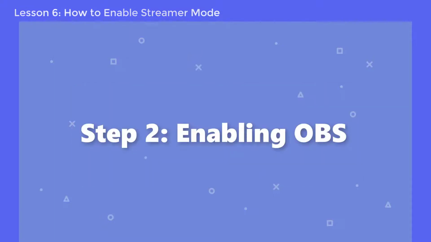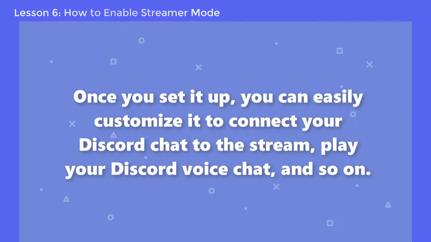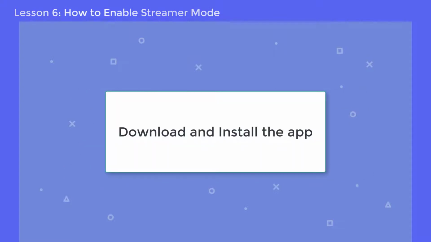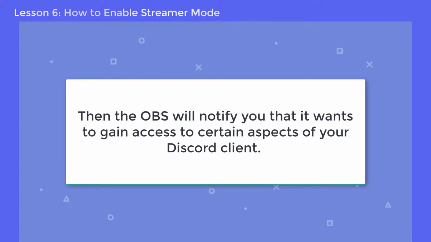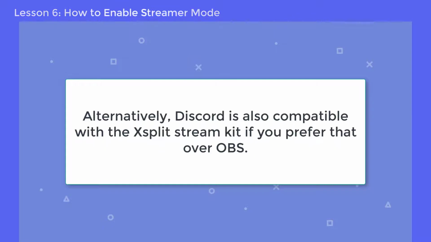Step 2. Enabling OBS. The Open Broadcasting Software, or OBS, is a freeware streaming kit that can integrate with Discord. Once you set it up, you can easily customize it to connect your Discord chat to the stream, play your Discord voice chat, and so on. To do this, you need to download and install the app. Then the OBS will notify you that it wants to gain access to certain aspects of your Discord client. When you approve, you'll be able to edit the overlay in any way that suits you. Alternatively, Discord is also compatible with XSplit StreamKit if you prefer that over OBS.